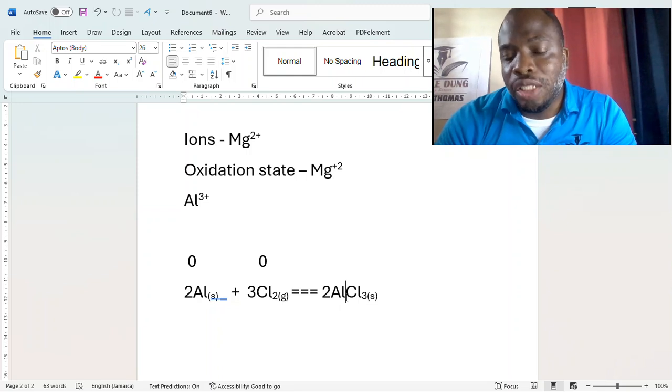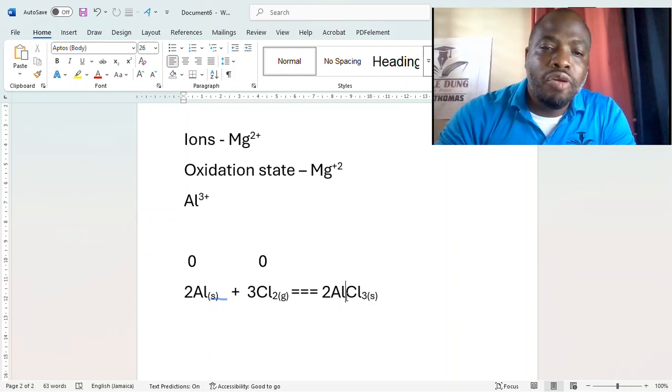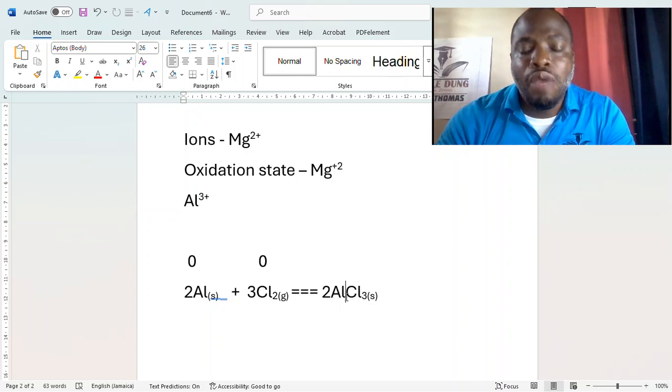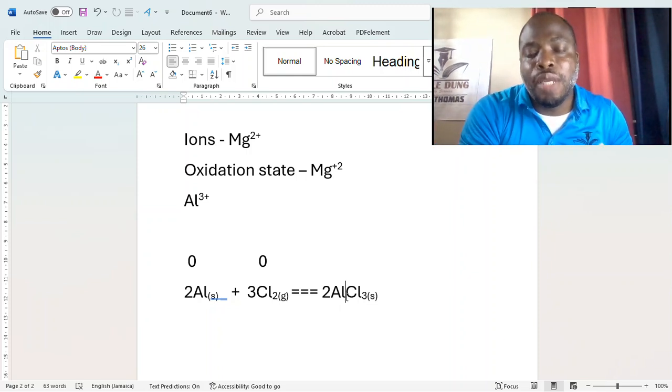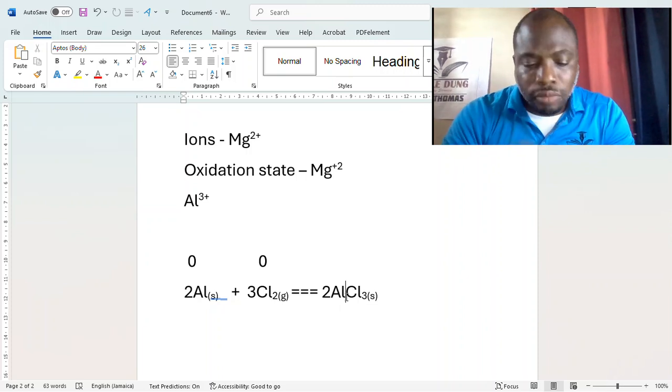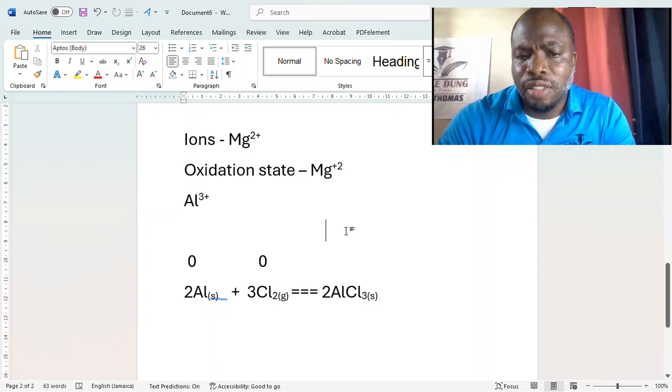So your duty as a student doing CSEC chemistry, if you have not done so, please learn the first 20 elements. It will make your chemistry life much easier. Please learn the first 20 elements in terms of their atomic number. So let's get back to why I'm mentioning all of this.